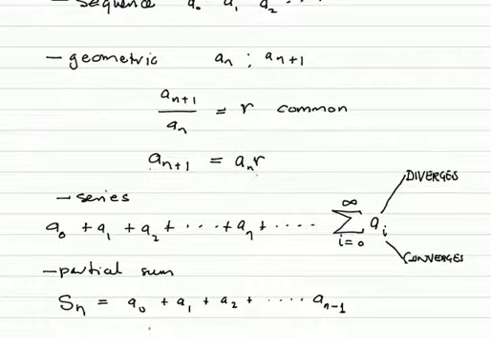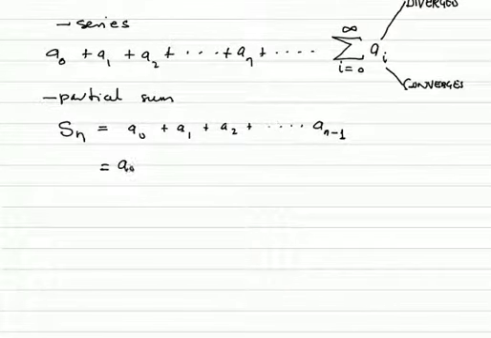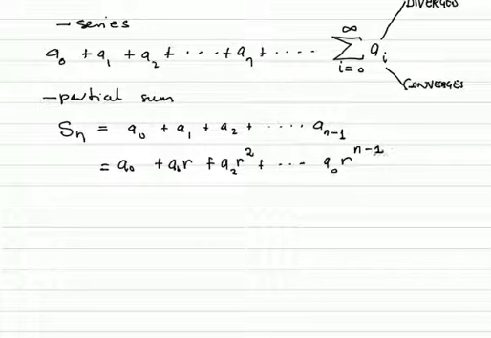Now, if we recall, we go back to this relationship of terms. We should understand that the first term here is a0, the following is a0 multiplied by r, followed by a0 multiplied by r to the power 2, and then the last one will be a0 multiplied by r to the power n minus 1. Now, to understand this, we would like to have an expression for Sn, which is the partial sum.